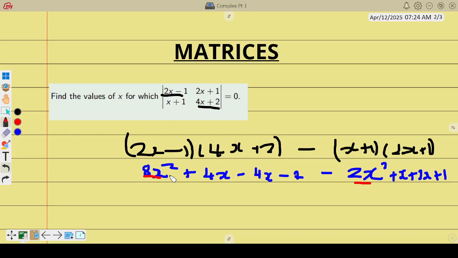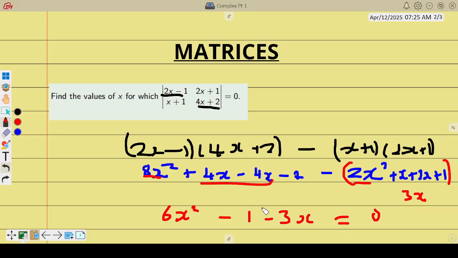Yeah, and then you simplify. There's a square, there's a square. So all these have a minus. So 8x squared minus 2x squared, it is 6x squared. 4x and 4x, these they'll cancel, it's 0. And then negative 2 minus 1, it's negative 3. And then here we have x and x. These they make up 3x. And then since we have a negative outside, negative 3x, so this is a quadratic. You can try and finish it up.